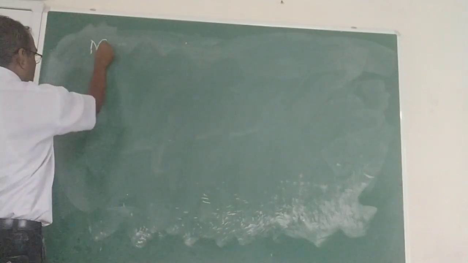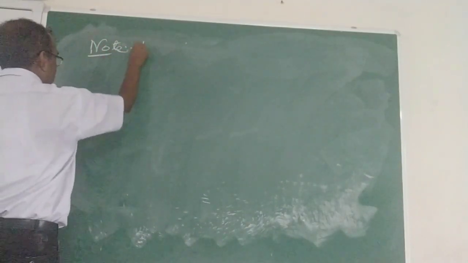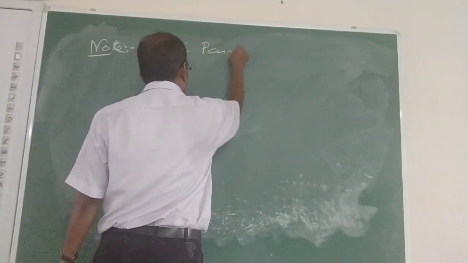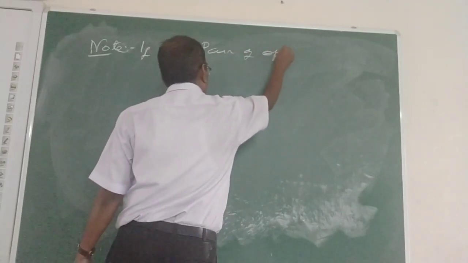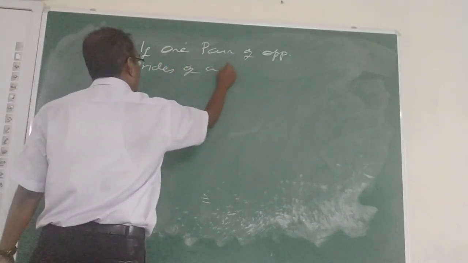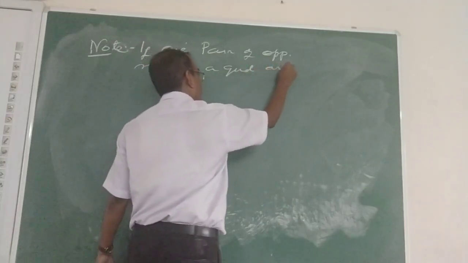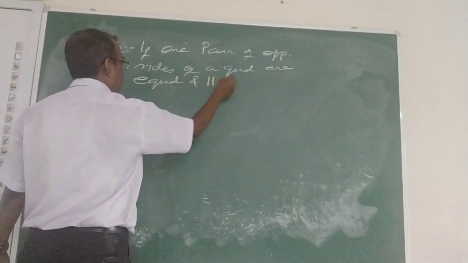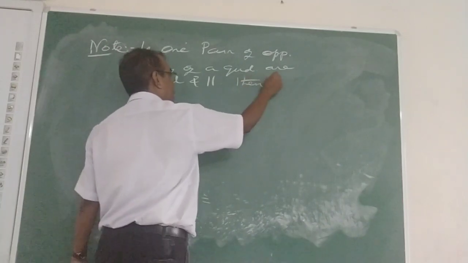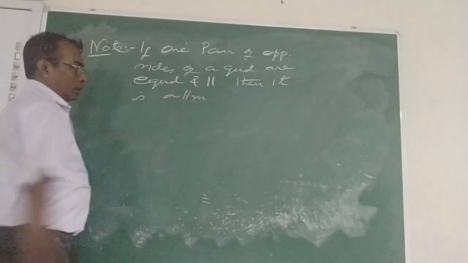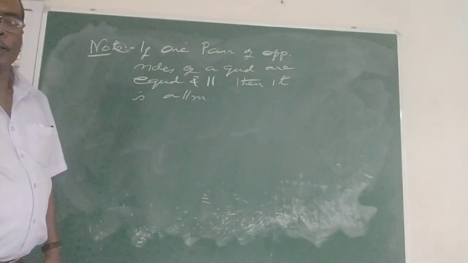A very important note I am writing down: if one pair of opposite sides of a quadrilateral are equal and parallel, then it is a parallelogram.